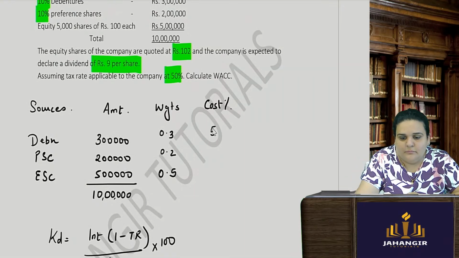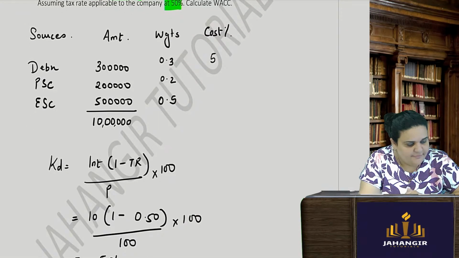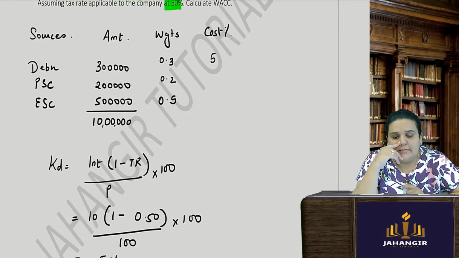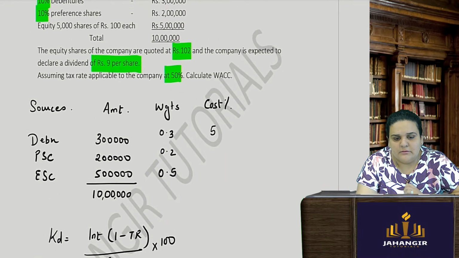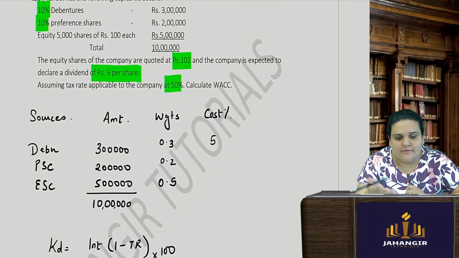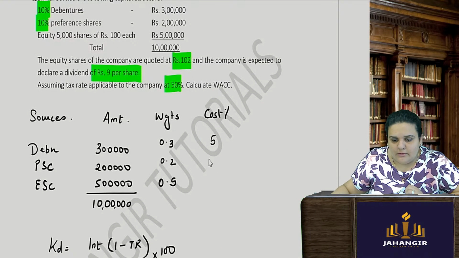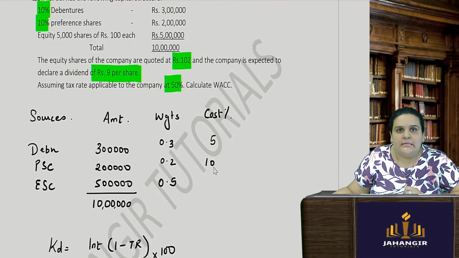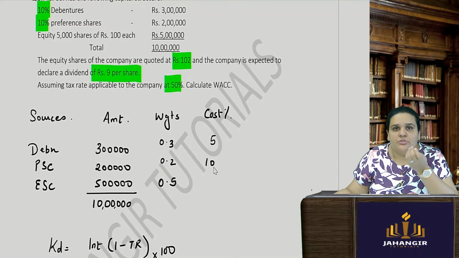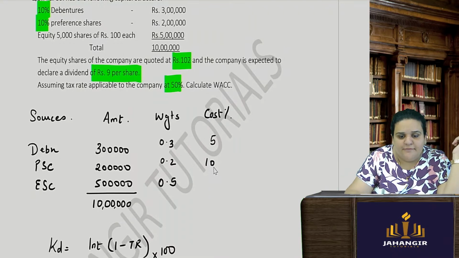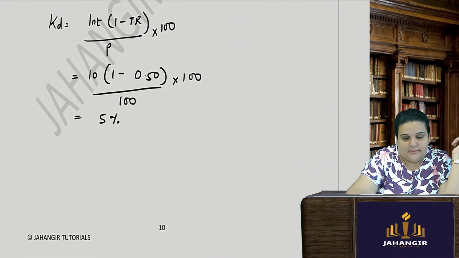Okay. Then cost of preference shares, nothing is given only about them. They have directly given 10% dividend, nothing else is given. So here it will come 10 only. There is no DDT, nothing. So there is no need to change. Okay, and equity shares, correct.